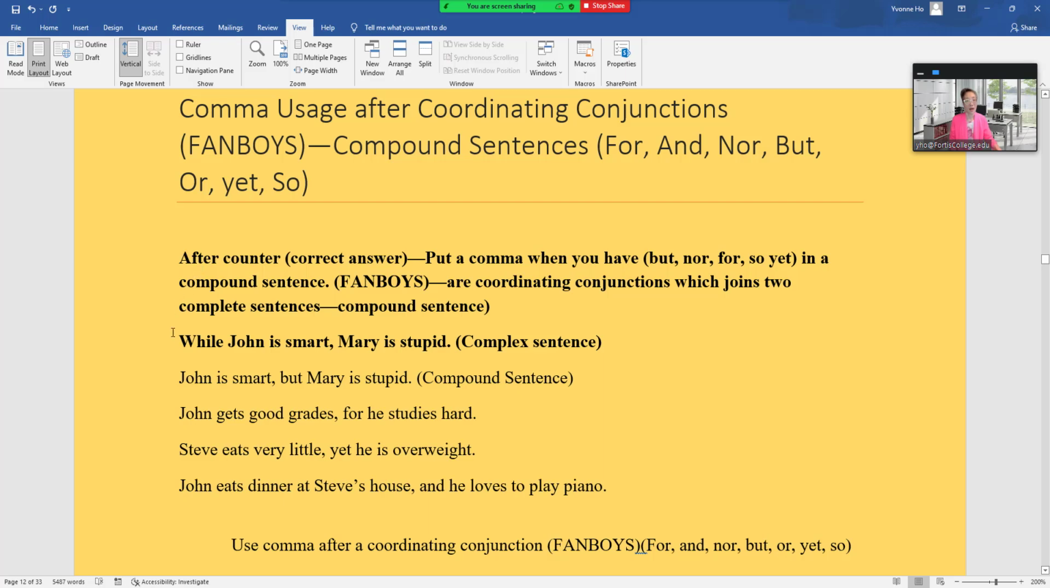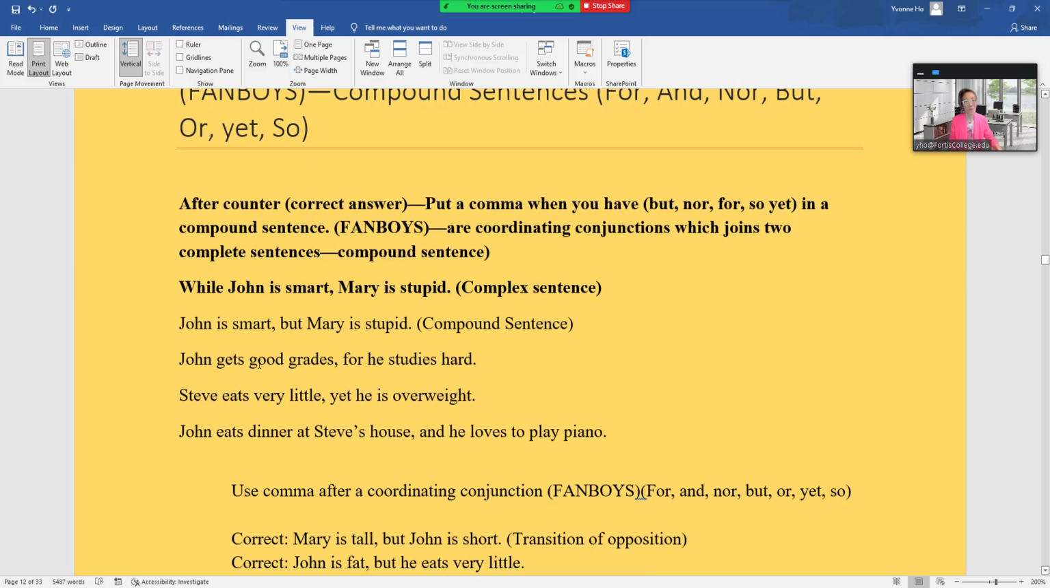Here I mixed it up, trying to ask you which is a compound sentence and which is a complex sentence. When you have a coordinating conjunction in the middle of two sentences, you need to place a comma before fanboys. That is also a common essay mistake. So here, John is smart, comma, but Mary is stupid. So that is an example of a compound sentence.